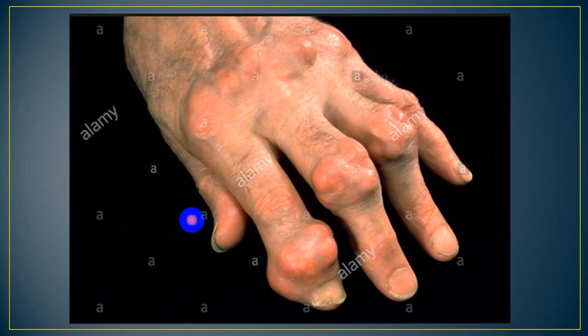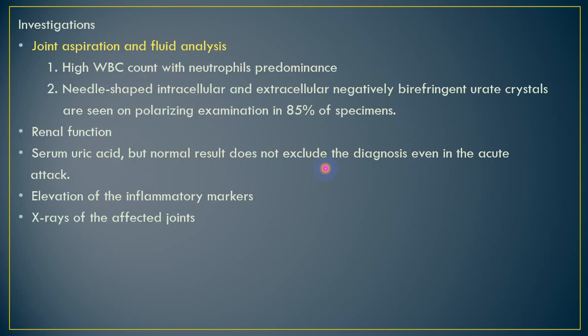This is another type of deforming tophaceous gout. We see these masses, which are the uric acid precipitated within the joint and around the soft tissue of the joint. How do we investigate a patient with acute gout? First and foremost, the most important is joint aspiration. In any acute arthritis, joint aspiration and fluid analysis is the most important step.